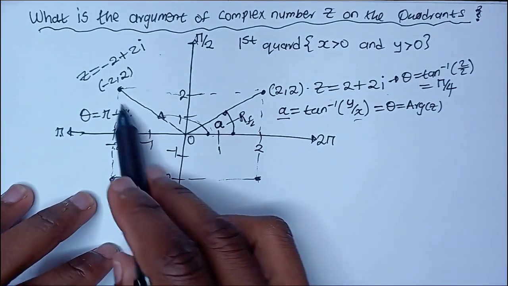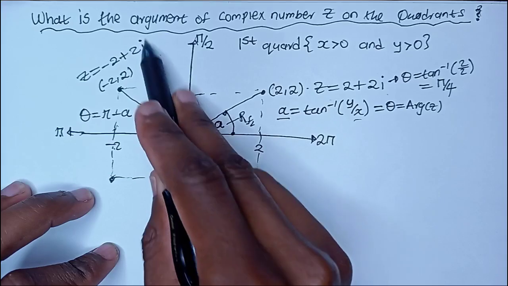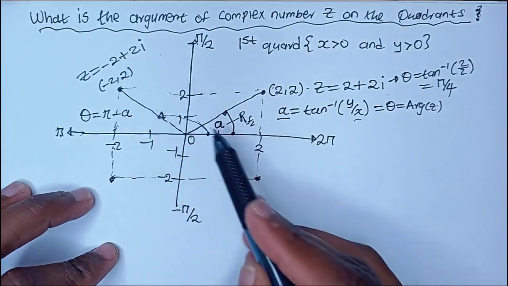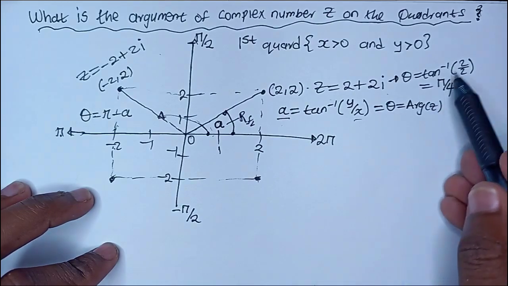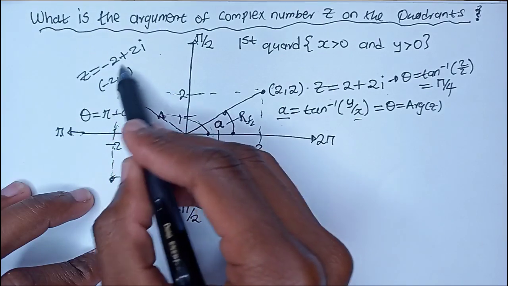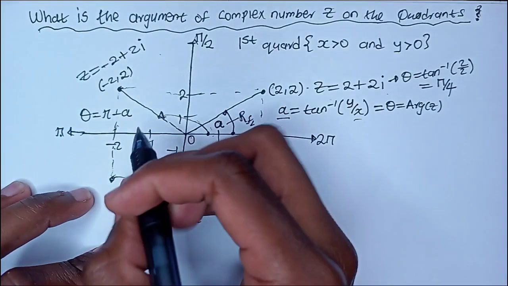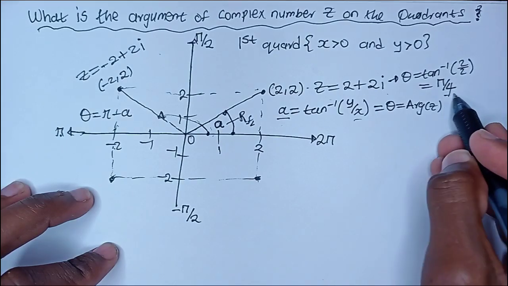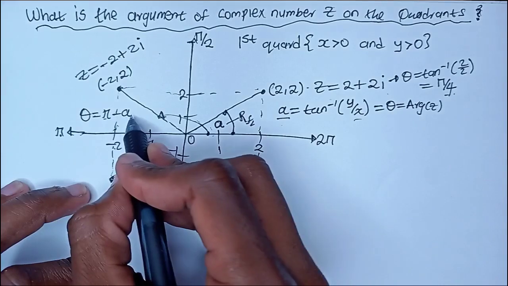This will be referred to as the reference angle for the other quadrants. For the very same problem, we have minus 2 plus 2i. When I find the argument, I have to find angle A first, so I say tan inverse of 2 over 2, regardless of what sign I have here. I don't include this negative, so I'll still get pi over 4. Which means the argument for this one is given by pi minus pi over 4.